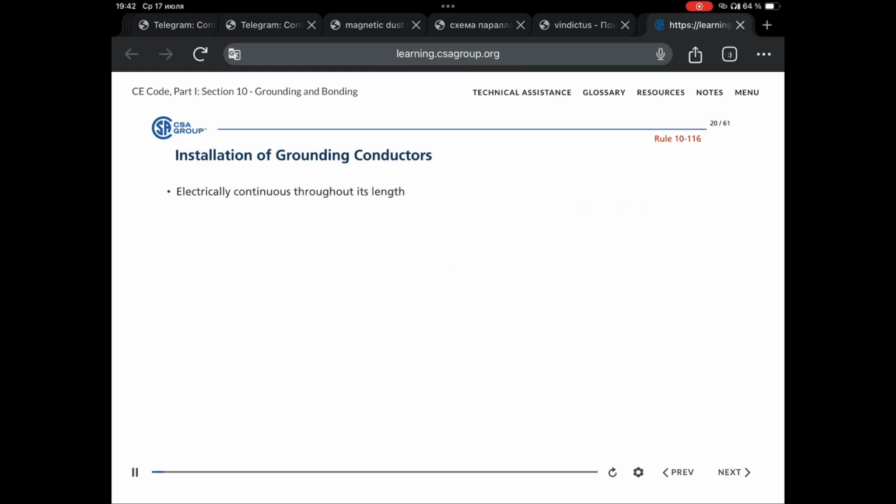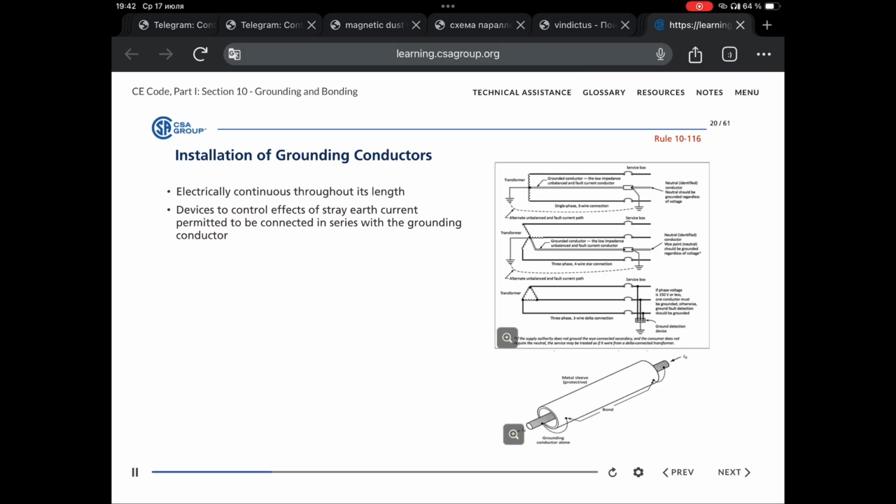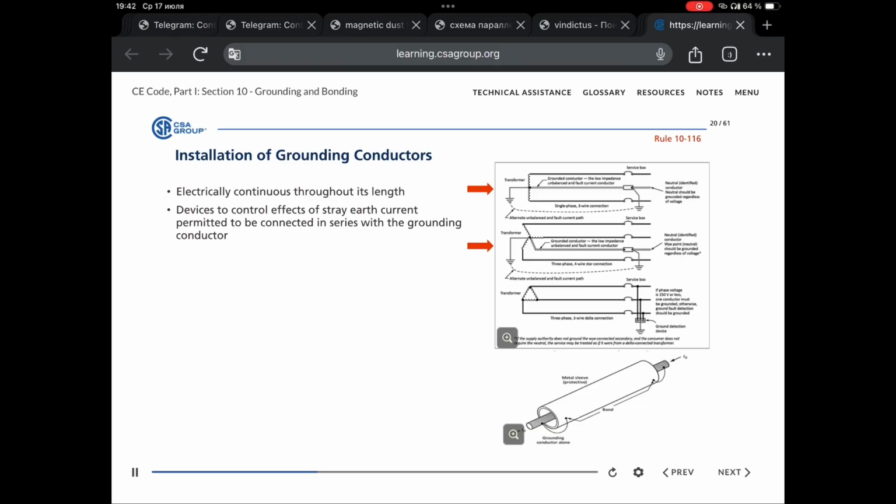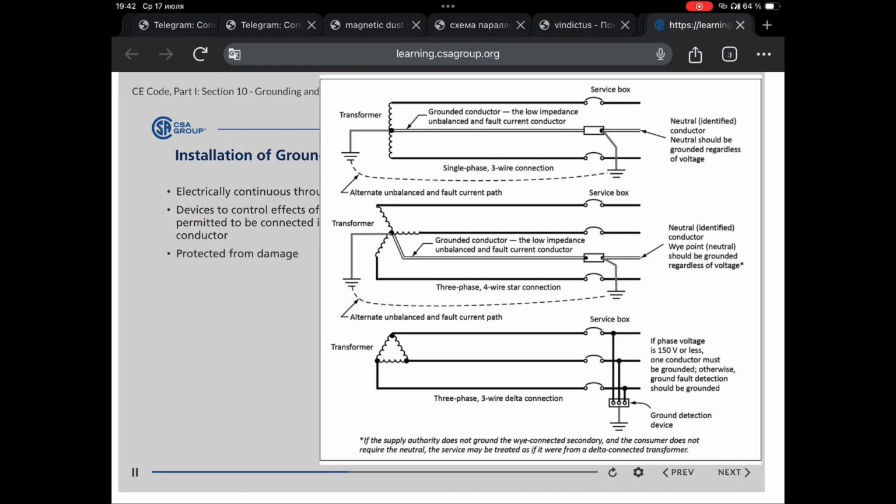It is important that grounding conductors be electrically continuous throughout their length. When necessary, devices to control the effects of stray earth current shall be permitted to be connected in series with the grounding conductor. The figure on the screen shows the grounding connection for single-phase 3-wire AC, 3-phase 4-wire AC, and an ungrounded delta. Grounding conductors must also be protected from damage mechanically or by location.